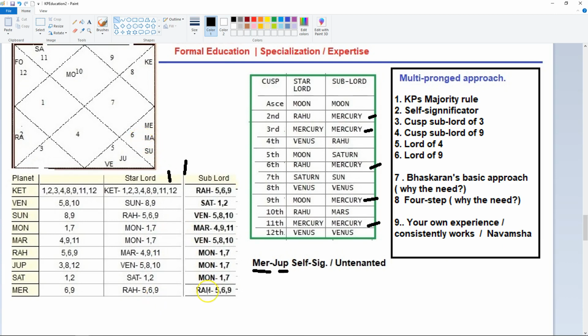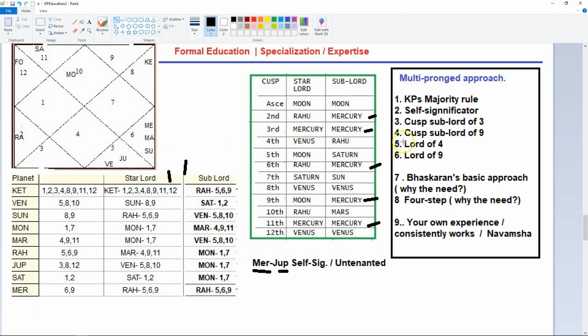The ninth house is very good, and at the sub level also, you see that Mercury is in the sub of Rahu, which again indicates this. And Mercury is a self-significator, so this is very strong. This 6 and 9 is not a first level significance over here. This is the strongest level of significance, because Mercury is a self-significator. And Mercury here is in the ninth house. So Mercury is a very powerful thing. You have to combine all these factors together when you are doing a multi-pronged approach.